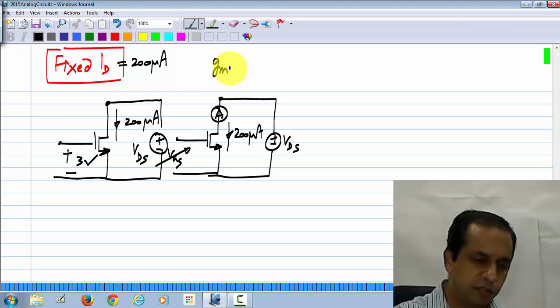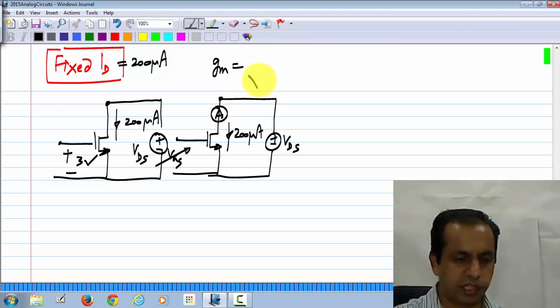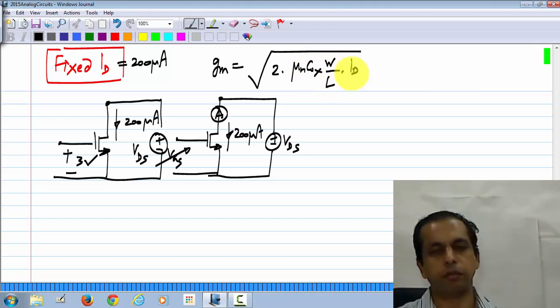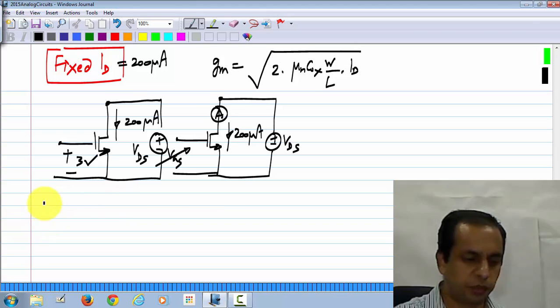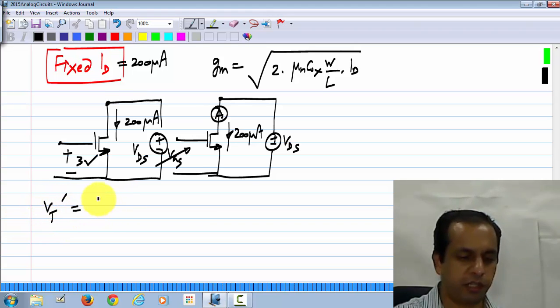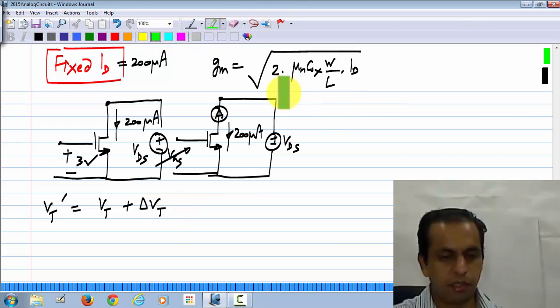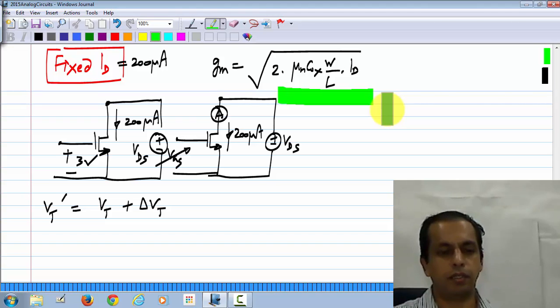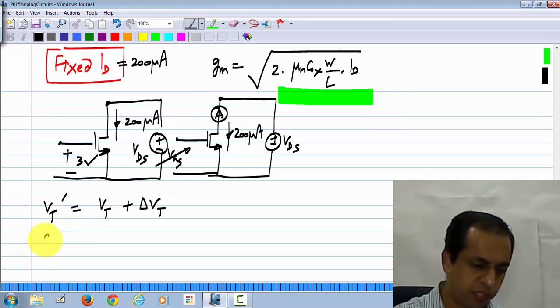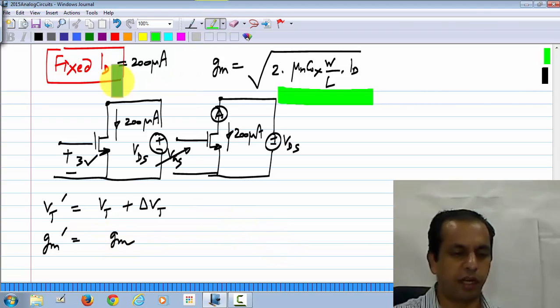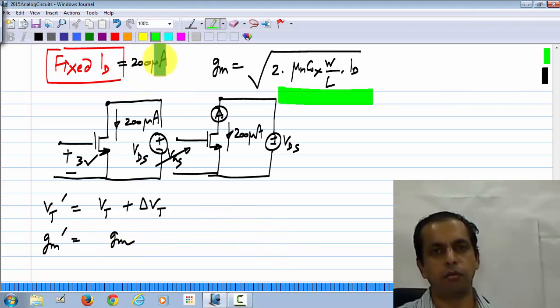I know that the convenient expression to use in this case is square root of 2 times mu n Cox W by L times ID. What happens if there is a change in the threshold voltage, that is, the new value of Vt is the old value plus delta Vt? Nothing, because this expression doesn't have Vt at all. So Gm prime will be the same as Gm. This is assuming that the current has been maintained at 200 microamperes.